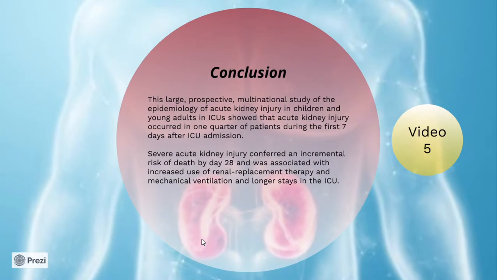Finally, the conclusion. This large prospective multinational study of the epidemiology of acute kidney injury in children and young adults in ICUs showed that acute kidney injury occurred in 1/4 of patients during the first 7 days after ICU admission. Severe acute kidney injury conferred an incremental risk of death by day 28 and was associated with increased use of renal replacement therapy and mechanical ventilation and longer stays in the ICU.